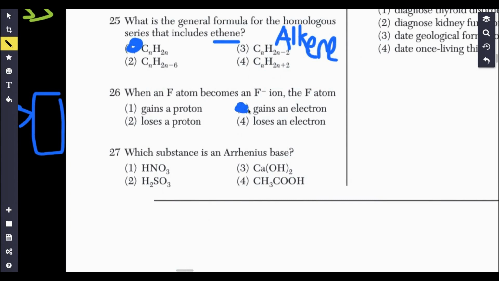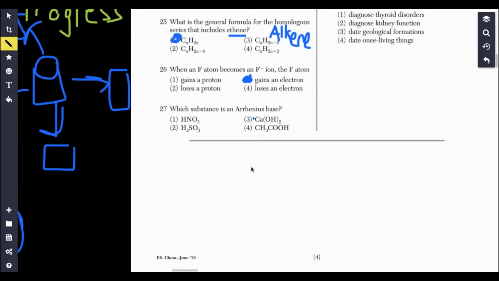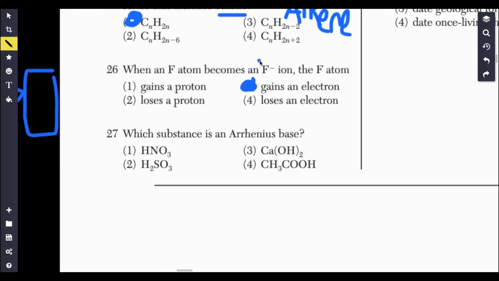All right, this one's just 3, because with F, you gain an electron, and that's going to yield this fluoride ion. That's because electrons are negatively charged, so if you gain an electron, you're gaining a negative charge.